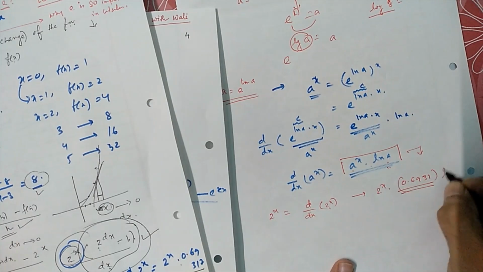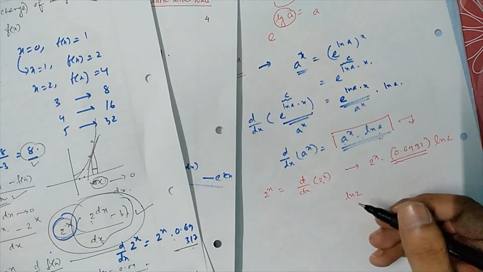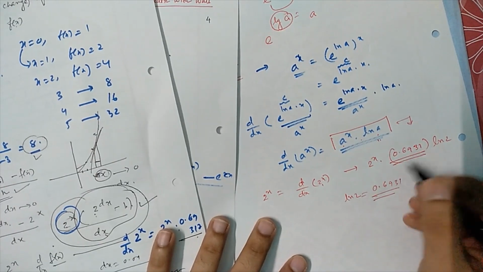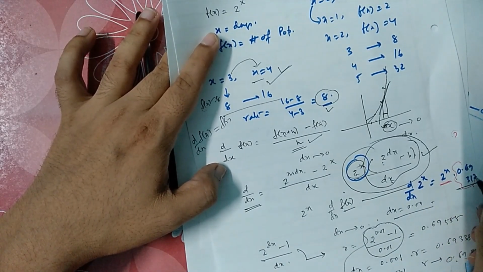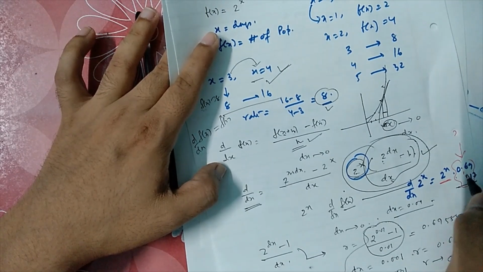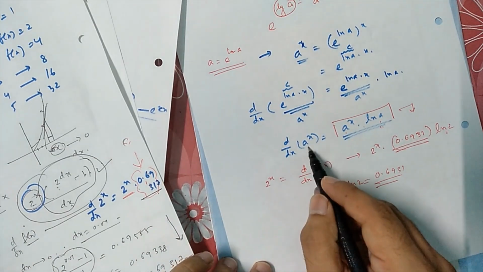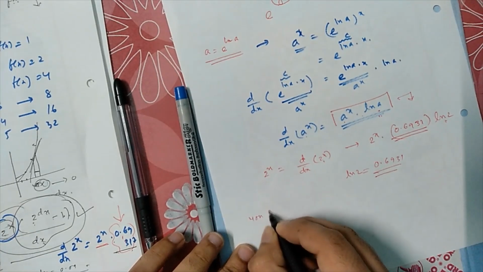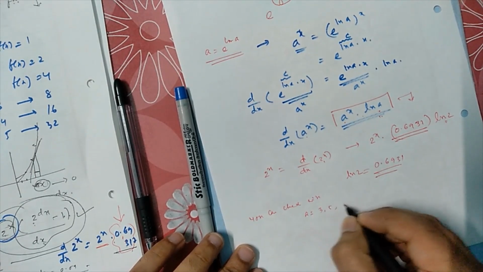So is it ln 2? Let's check. ln 2 means what? 0.6931. So basically, in d/dx of 2 to the power x, what we have got is 2 to the power x into some constant value, and that is nothing but ln 2. That means if it is a to the power x, then it will be ln a. Okay, and you can check with a equal to 3, 5 or maybe higher order also.